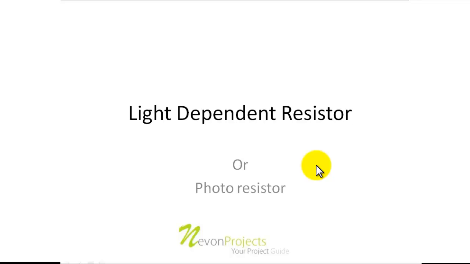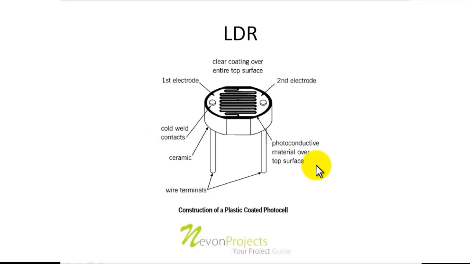Let us see the construction of an LDR. So this is an LDR and it has been labeled with whatever parts are there. First of all, we have two electrodes that we use for mounting on our PCBs or breadboards. This is the first electrode, this is the second electrode, and over the top we can see some spiral lines. As the name indicates, they are photoconductive material.